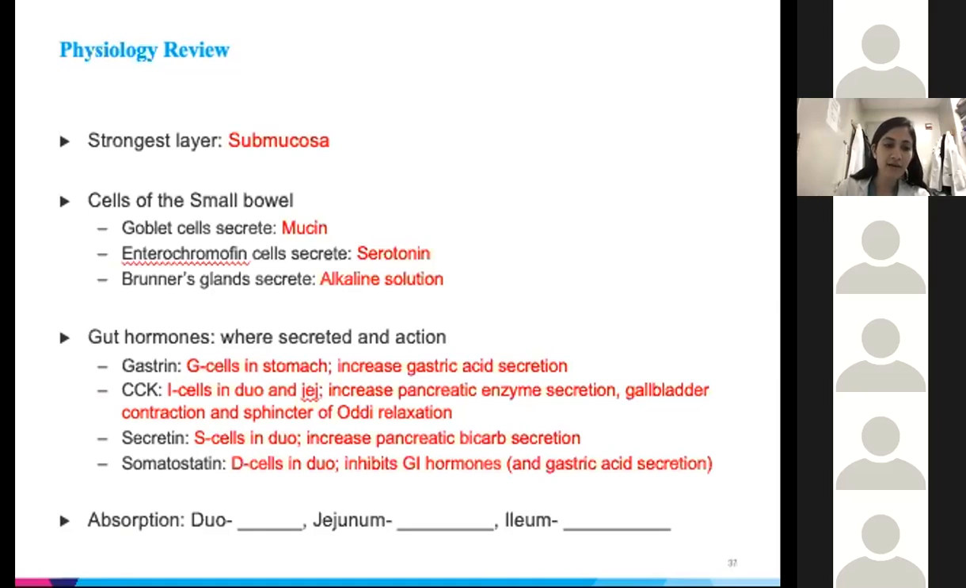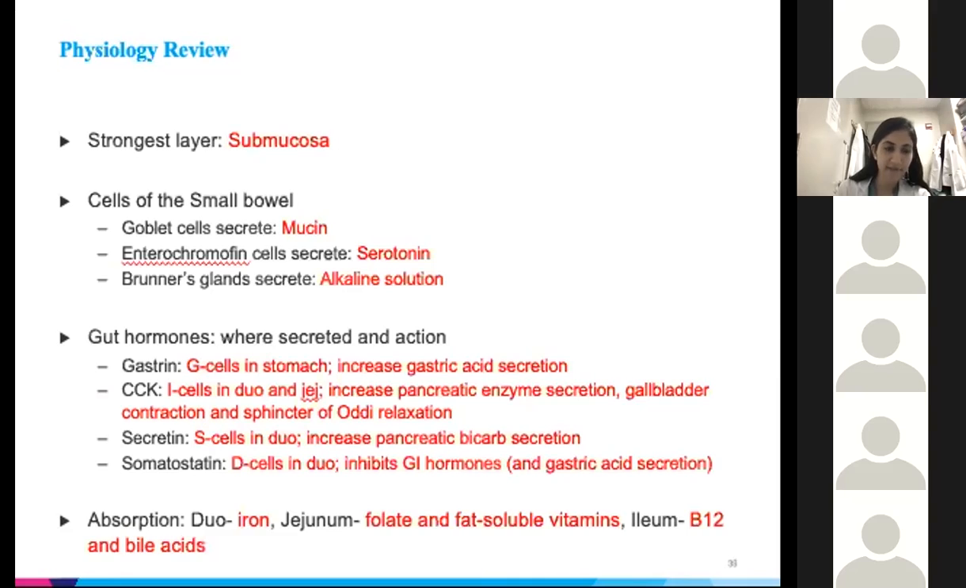And then main absorption: the duodenum is responsible for iron and folate. In the ileum, it's going to be B12 and bile salts. Yep. Nice.